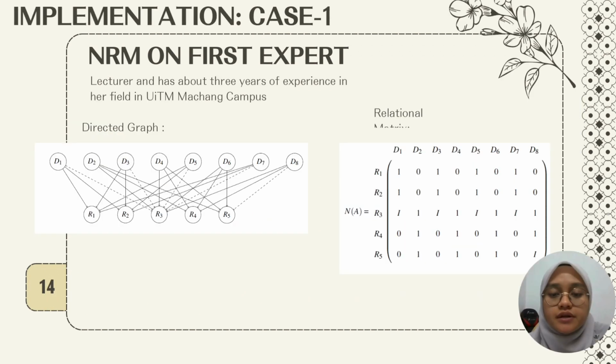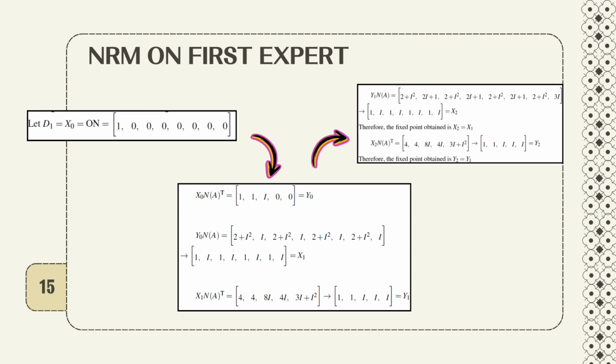This is the directed graph and relational matrix for NRM on the first expert, which is the lecturer with about 3 years of experience in her field at UiTM Machang campus. From the directed graph, we can see that it has a dotted arrow, which represents the indeterminate. Same as for NRM on the first expert.